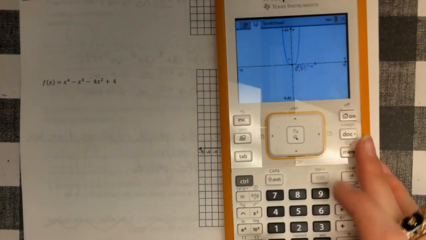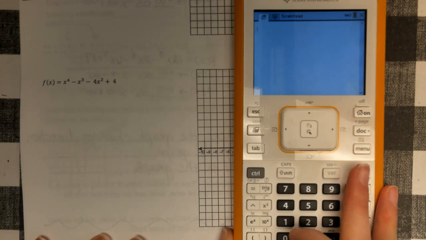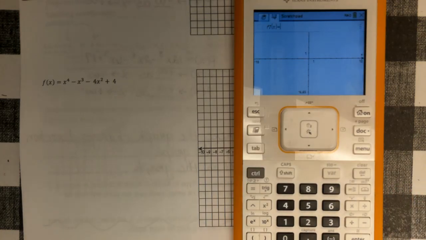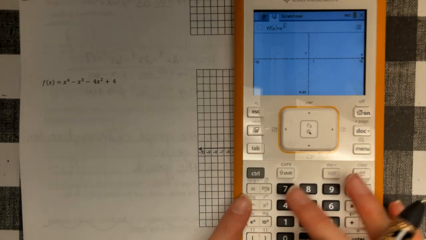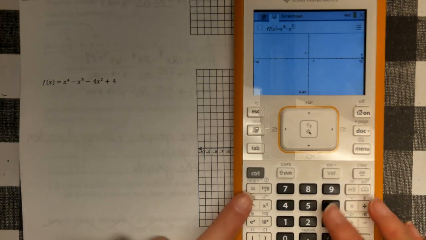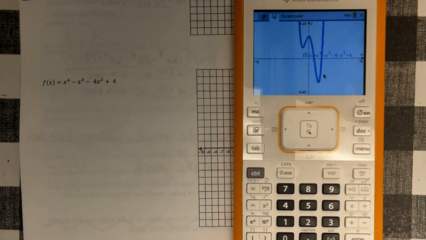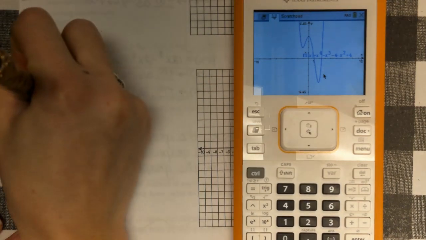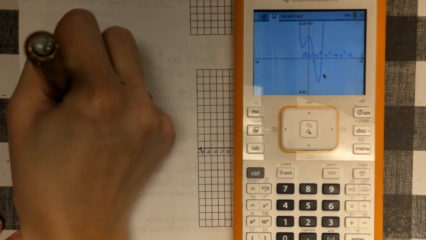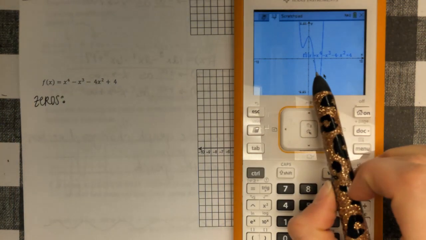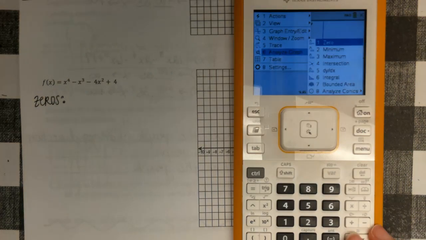All right. So go ahead and dock B. And then we're going to do our next function. So go back to your graph. You'll do x to the 4th minus x cubed minus 4x squared plus 4. Now you're going to have a little bit more to this graph. Okay. Now remember, your zeros are your x-intercepts. So how many zeros are we going to have? 2.